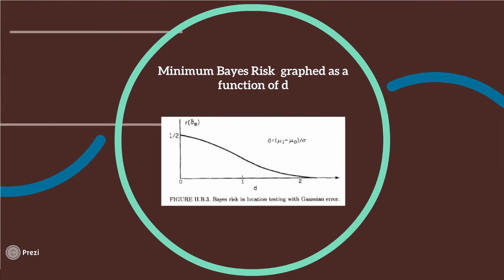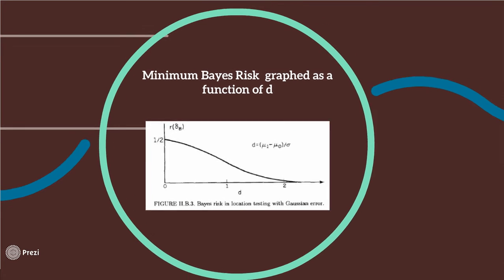When the minimum Bayes risk is plotted as a function of d, we see that the performance improves monotonically as the separation in means, mu0 minus mu1, increases relative to the standard deviation of the error. The quantity d is a simple version of signal-to-noise ratio.